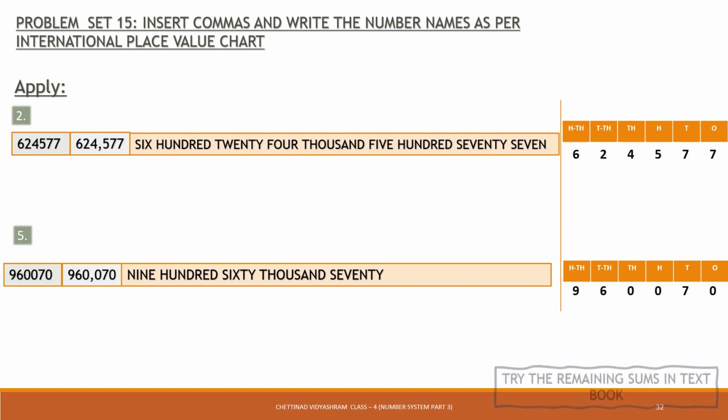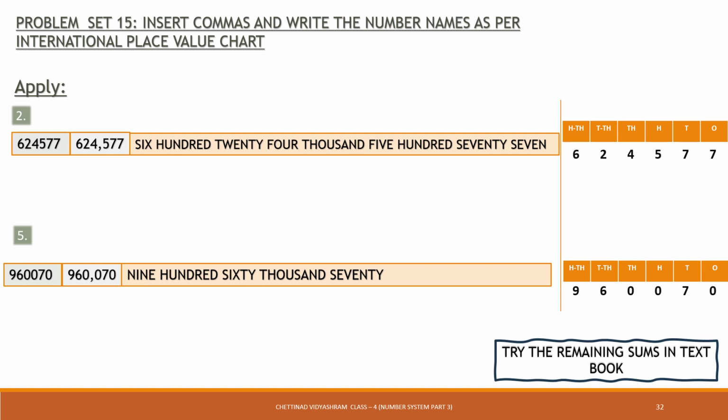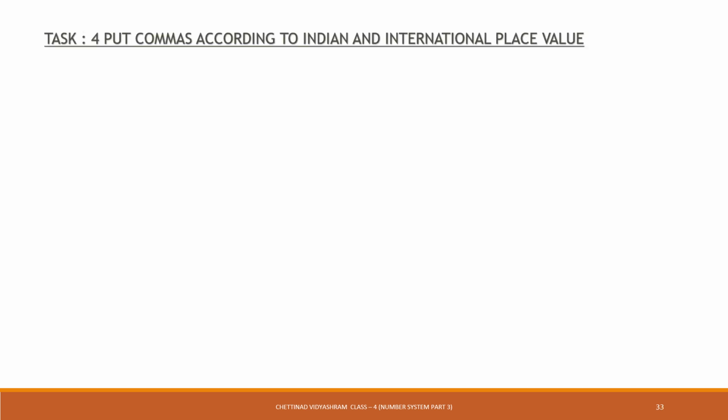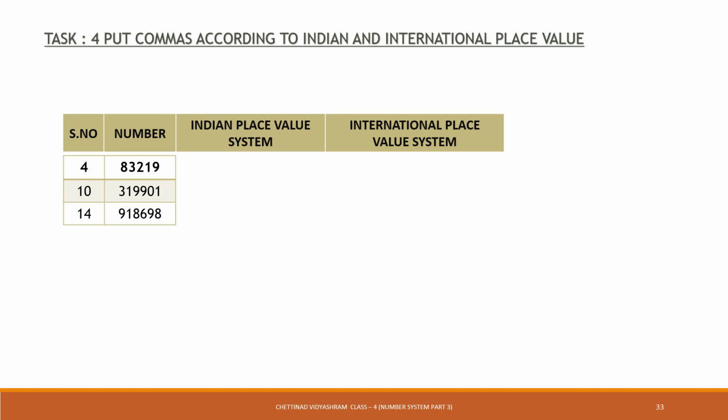Now you understood, children, how to write the number and the number name as per international place value chart. Hope you understood this. Try the remaining sums in textbook. Let's do task 4. Put commas according to Indian and international place value. I'm going to do 4th, 10th and 14th sum. 4th sum is 83219.